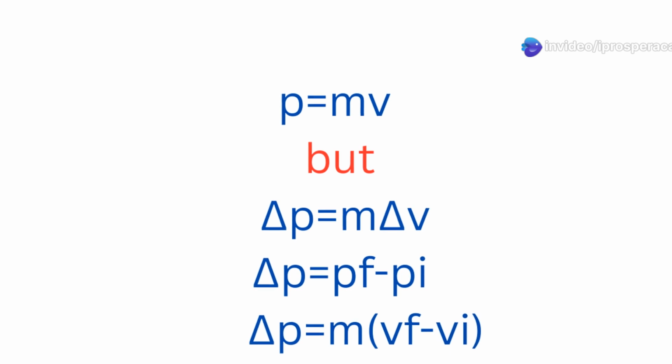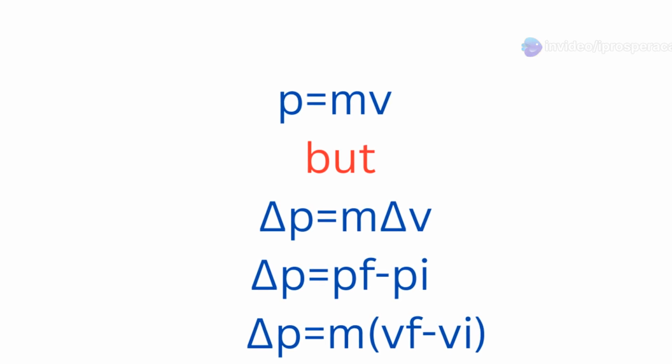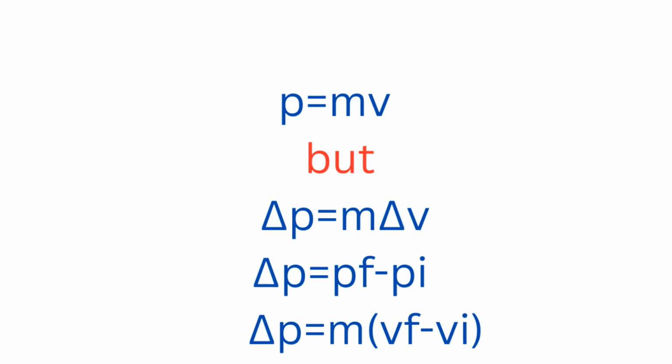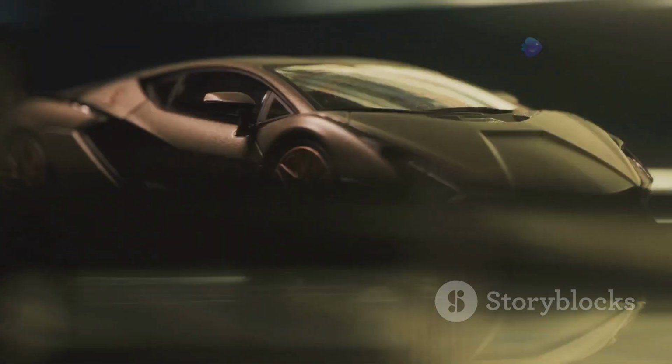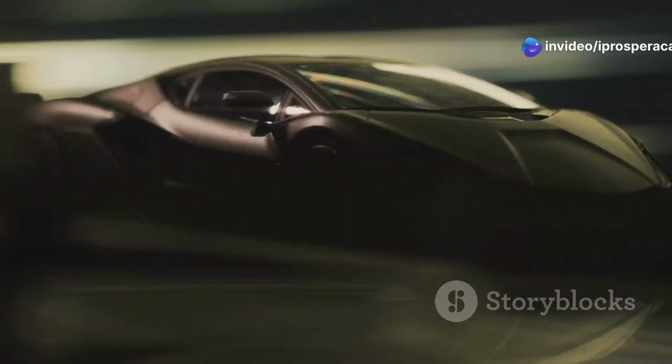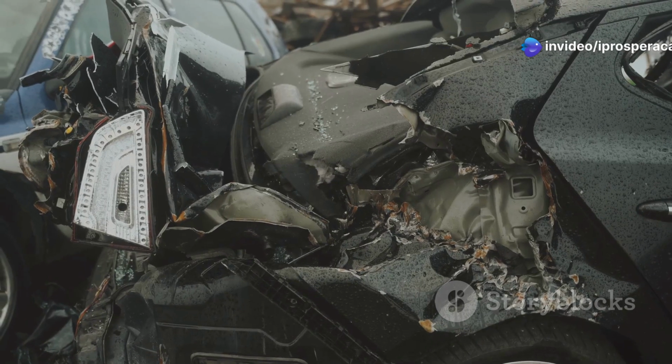Momentum is calculated by multiplying the mass and the velocity, p equals m times v. The change in momentum is calculated by finding the difference between the final momentum and initial momentum. If the velocity of an object changes, then the momentum of the object will also change. This is usually when a collision occurs.